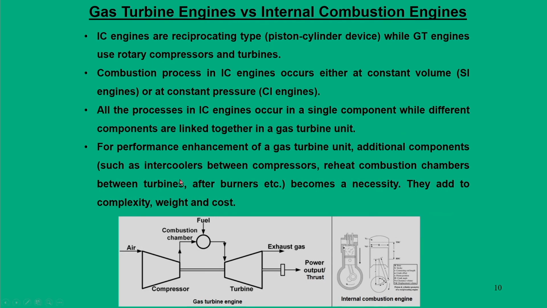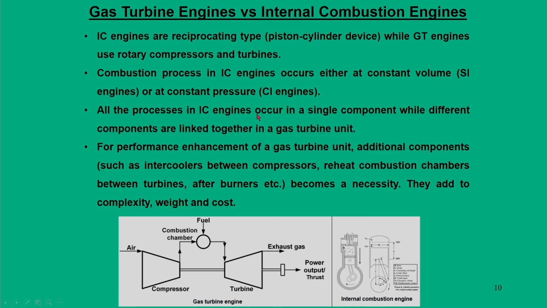Then let us move to some basic differences between a gas turbine engine and internal combustion engine systems. This is just a repetition of what I have explained so far. IC engines are reciprocating type, so they are piston cylinder devices, while gas turbine engines are rotary, involving a rotary compressor and turbine. Combustion in an IC engine occurs either at constant volume, as in SI engines, or at constant pressure, as in CI engines, whereas in a gas turbine it is only realized in constant pressure mode.